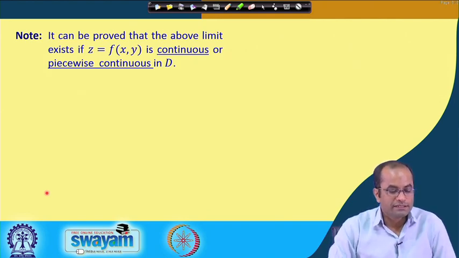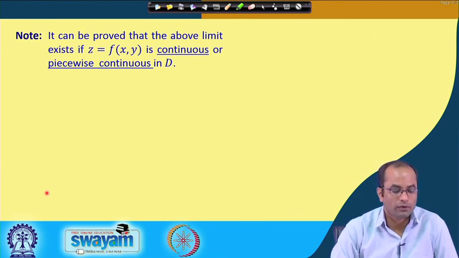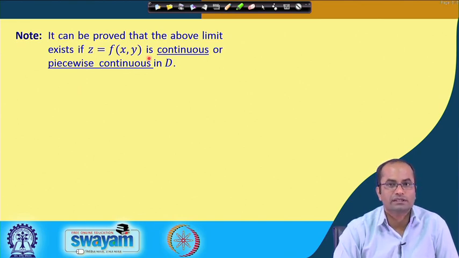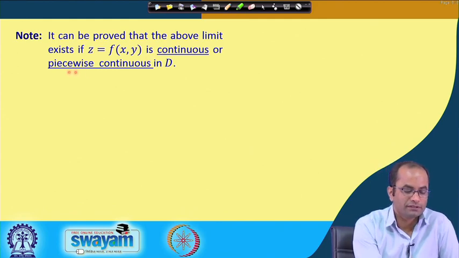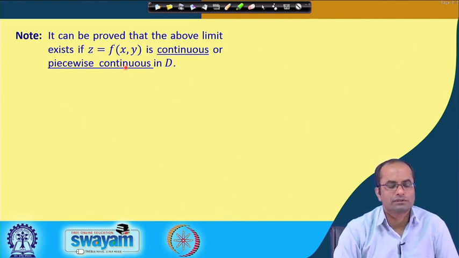It can easily be proved that this limit exists, or this integral exists, if the function is continuous or piecewise continuous in D. So, we have this closed bounded domain, and if the function is piecewise continuous or continuous, this is sufficient for the existence of such integrals.